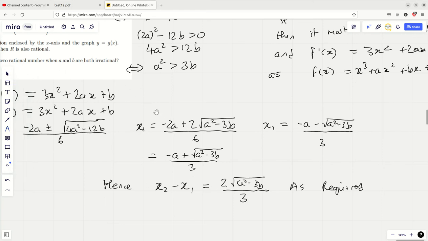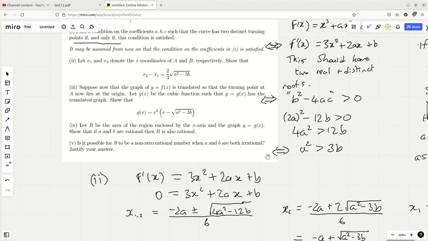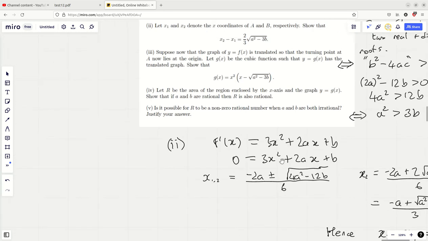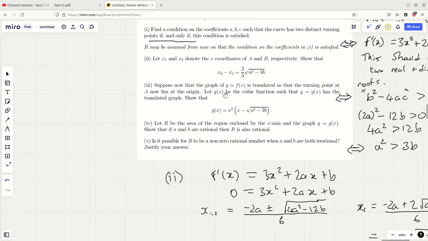Okay, so that gives us x2 minus x1, just as they told us it would be. Now, part 3. Suppose now that the graph is translated so that the turning point at A now lies at the origin. Let g of x be the cubic function such that y equals g of x has the translated graph. Show that this is the equation of g of x.